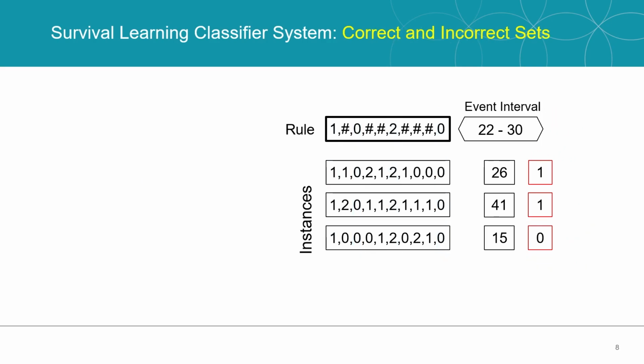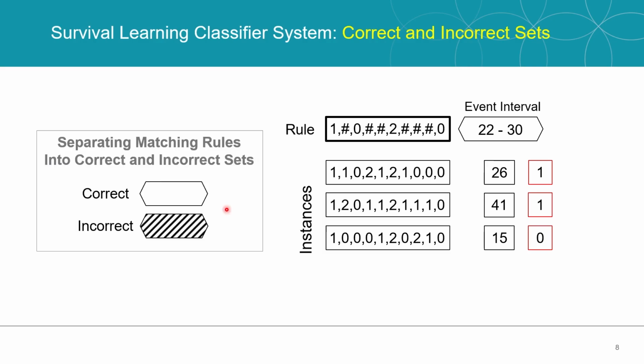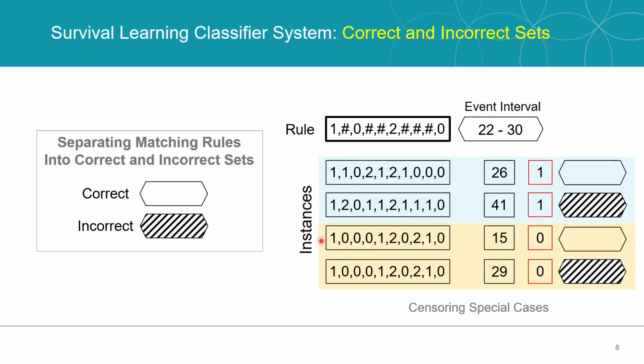Now let's look at forming a correct and incorrect set from the match set. From here on, we'll represent correct or incorrect event intervals as such, with either the white interval or the striped interval. Let's first look at two instances where the event was observed. To see if our given matching rule falls into either a correct or incorrect set, we're going to focus on its event interval. In the first instance, the event time falls within the event interval range, and therefore this rule would be put in the correct set. In the second, the time falls outside of the event interval range, and so it would be put into the incorrect set. Now let's look at a couple more complicated cases where the endpoint was not observed or we had censoring.